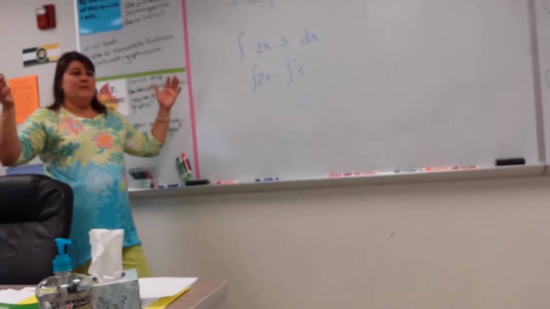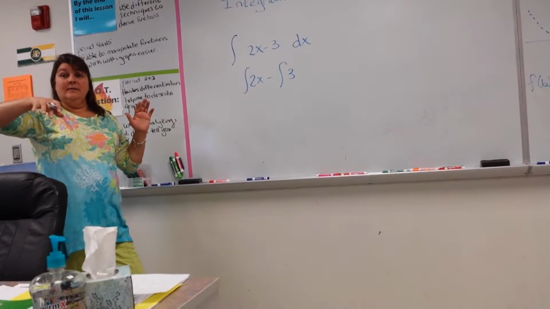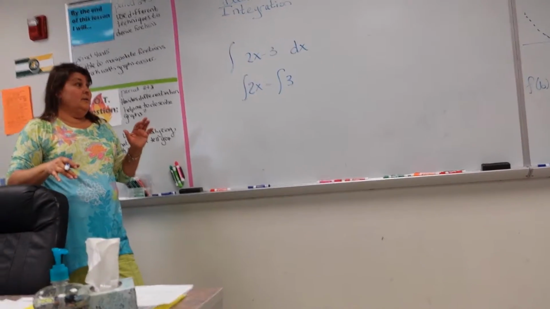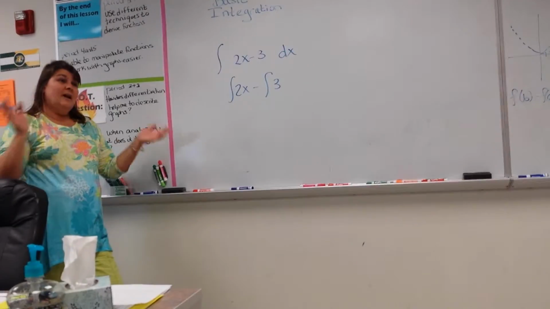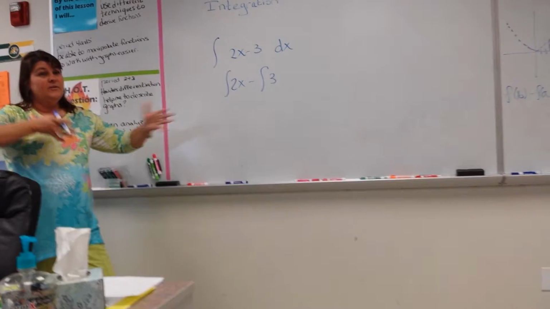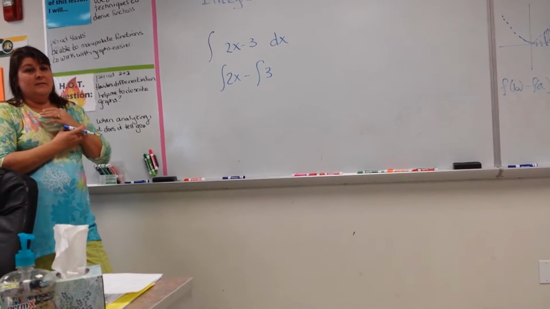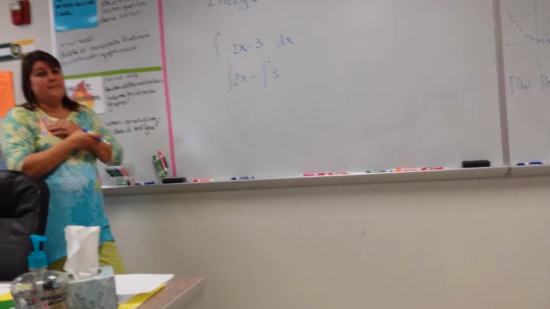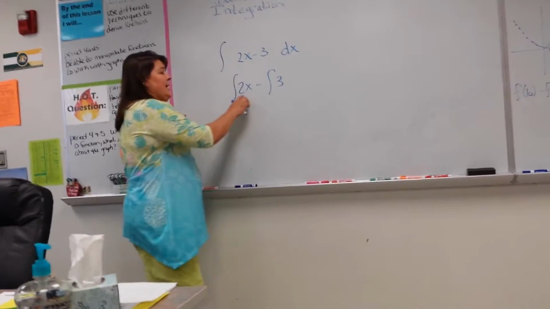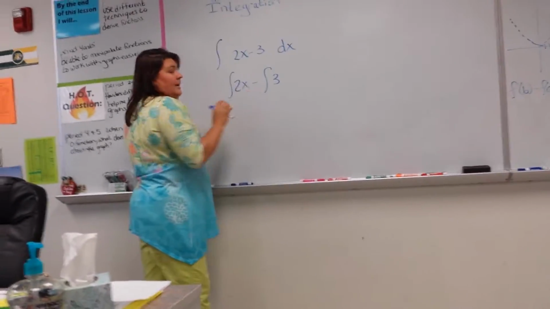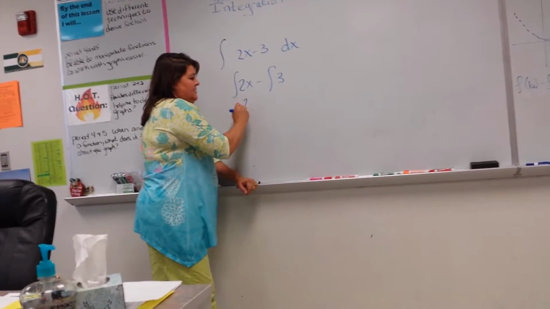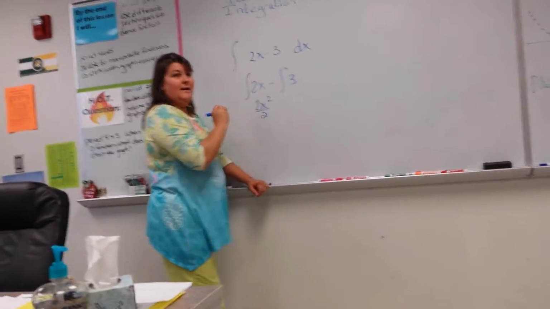I took that 2x minus 3, because it's not squared. It's not a square root. I just took it and said, I'm going to take individual integrals of both pieces. Okay? So what's the integral of 2x, and how do I do it? 2x squared over 2. So far so good?